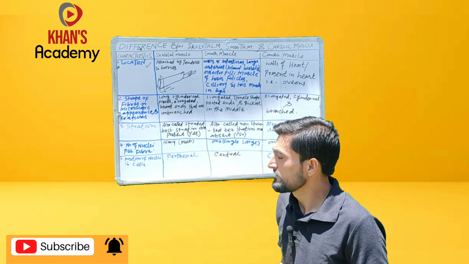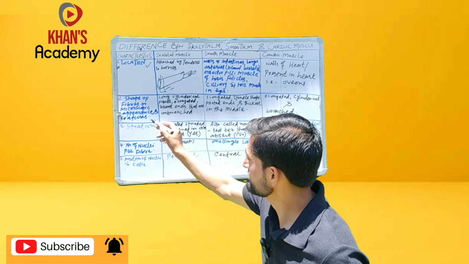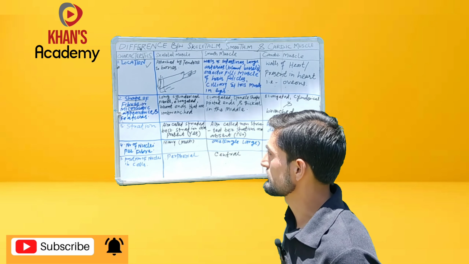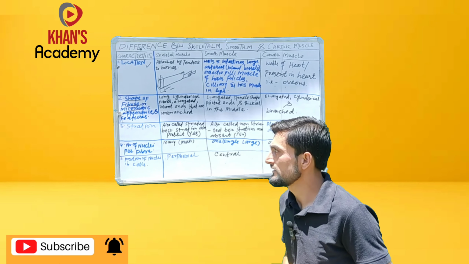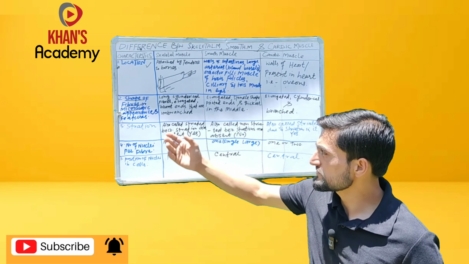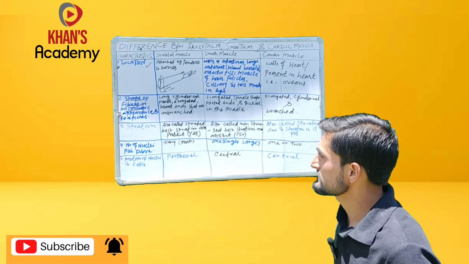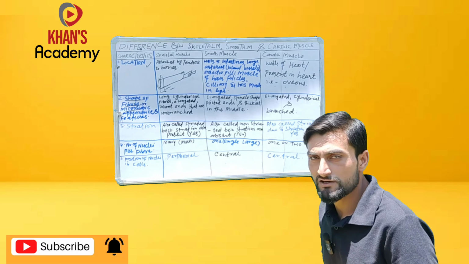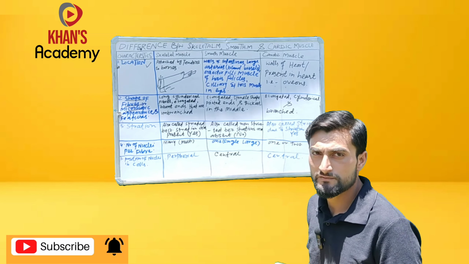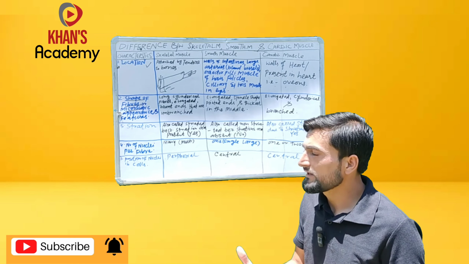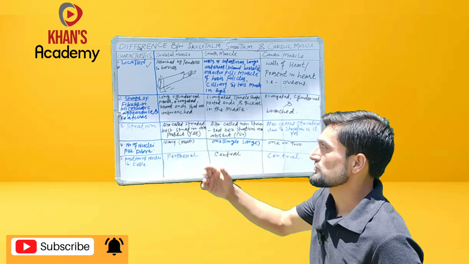Second, we have the shape of fibers, or microscopic appearance and features. When it comes to the shape of the fibers, skeletal muscles have long cylindrical fibers. Skeletal muscles are elongated, with blunt ends, and are unbranched.